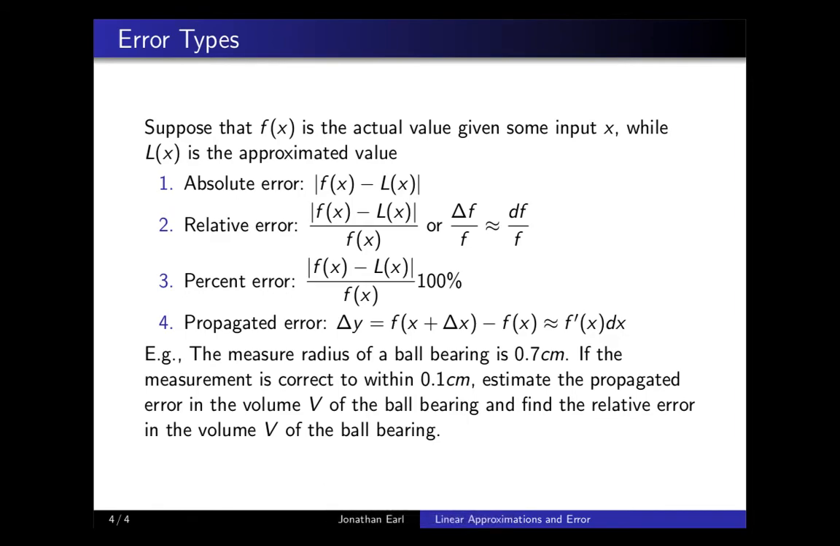Okay, so we're going to take the radius of a ball bearing to be measured at 7/10 of a centimeter, and we'll say that the measurement is correct to within 1/10 of a centimeter. With this, we'd like to estimate the propagated error for the ball bearing and find the relative error. Our measurement is only 7/10 of a centimeter, but the measurement error is 1/10 of a centimeter, so we would expect this to be quite bad, because proportionally, the measurement error is quite big compared to the size of the actual measurement.